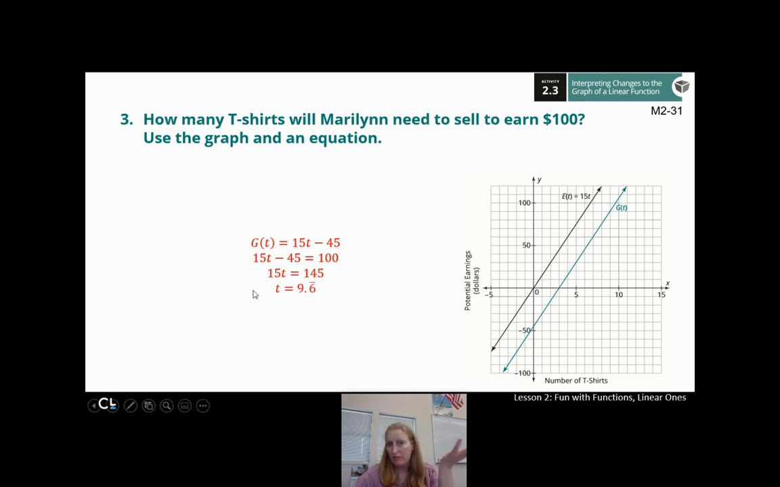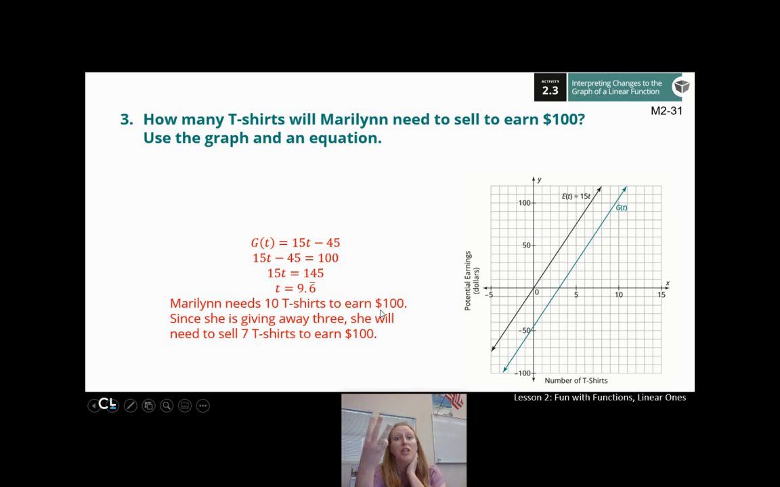Now we know from before that we can't sell part of a t-shirt. You either sell the t-shirt or you don't sell the t-shirt. So that means I got to round up if I want to make at least $100. So Marilyn needs 10 t-shirts to earn $100. But remember, she's giving away 3 of them. So she's actually going to need to sell 7 t-shirts to earn her $100.